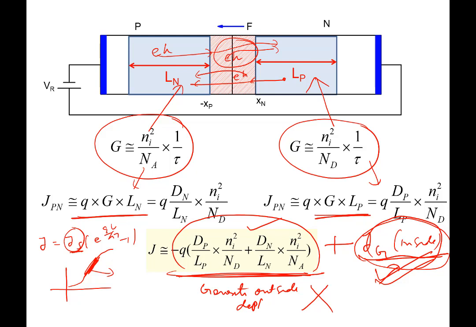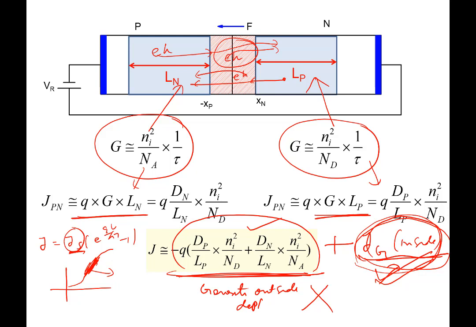What you have been calling J equal to Js exponent qV by kT is not the reverse saturation current. Js is only a fitting part of a particular part of the characteristics. And you're missing this particular part here, the second part here.